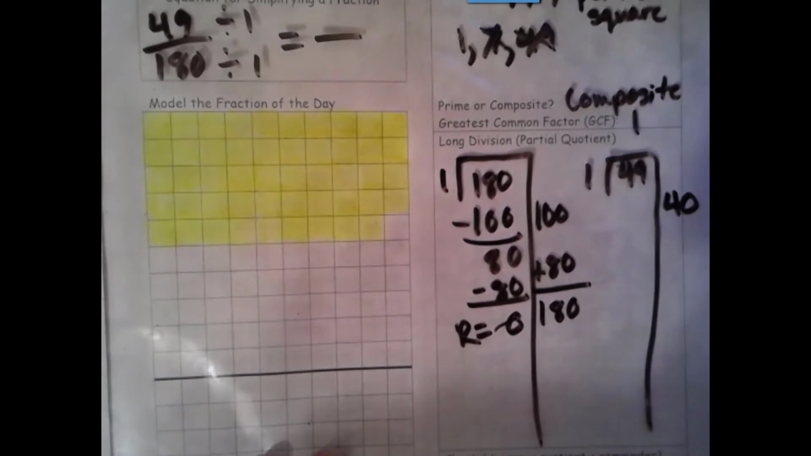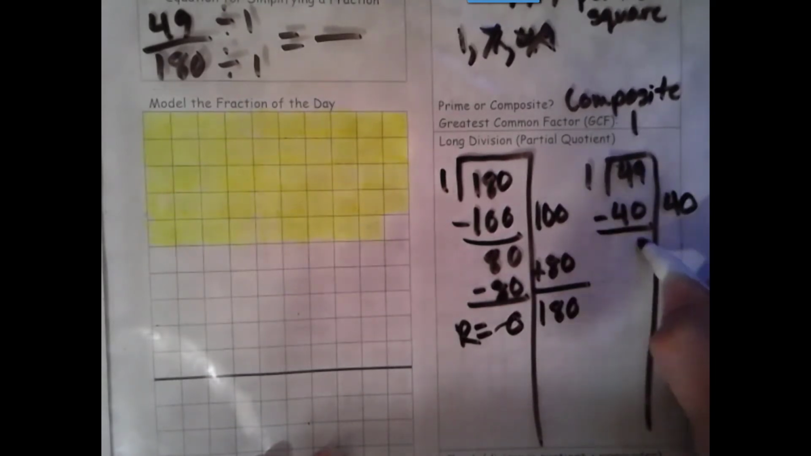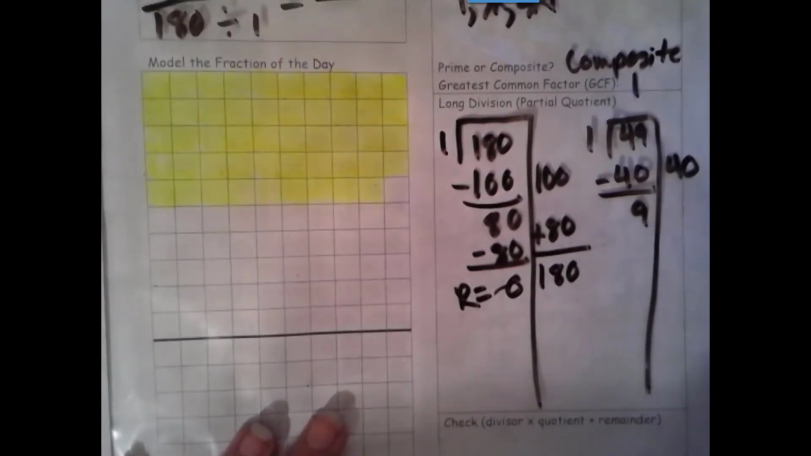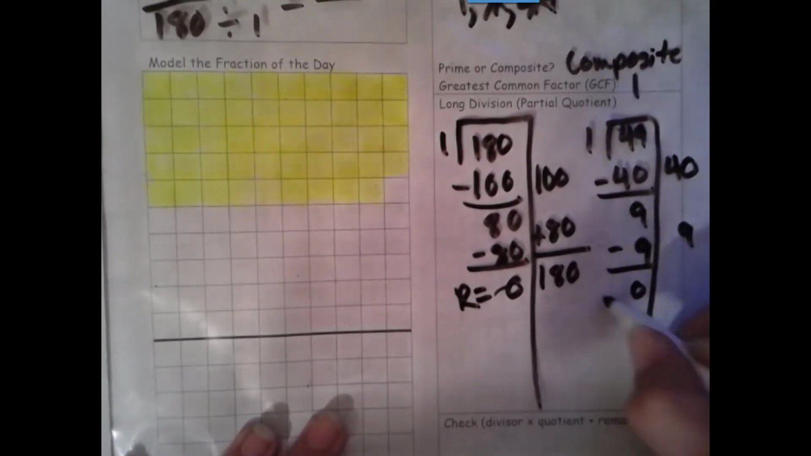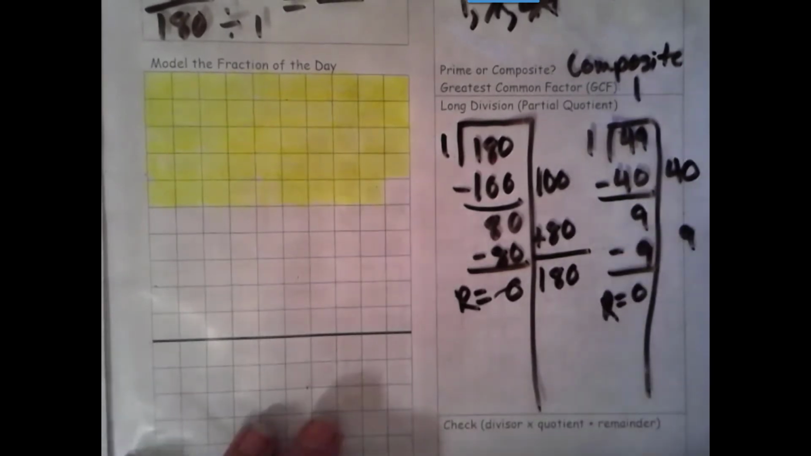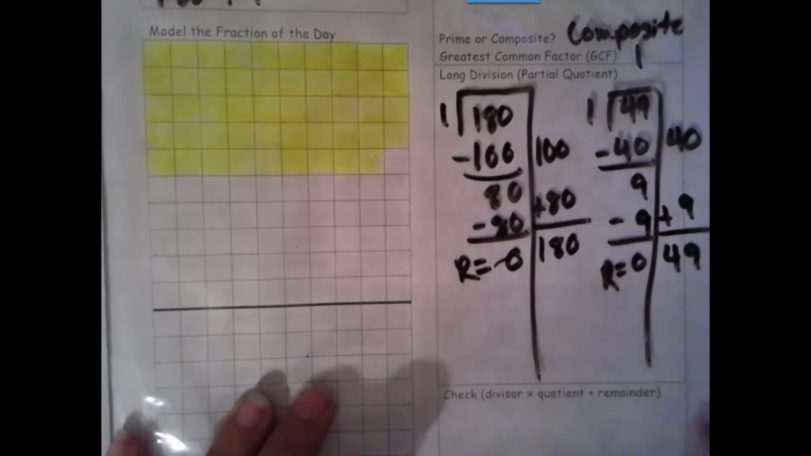Here, 40 times 1 is 40. More on top, no need to stop. And then 9 times 1 is 9. Numbers the same, zeros the game. Okay, add those partial quotients. 40 plus 9 is 49.